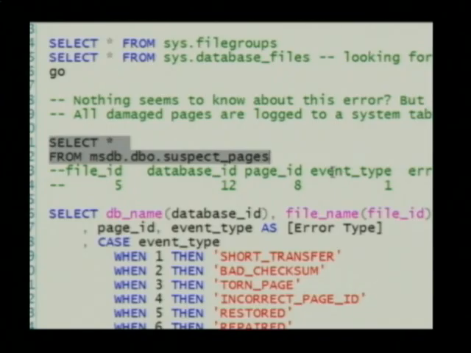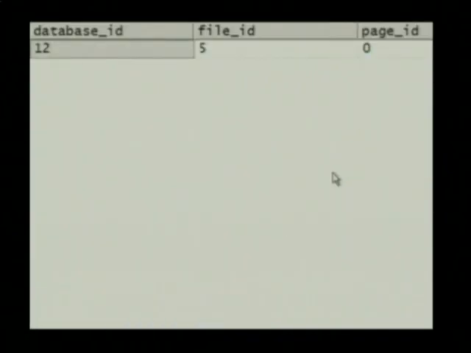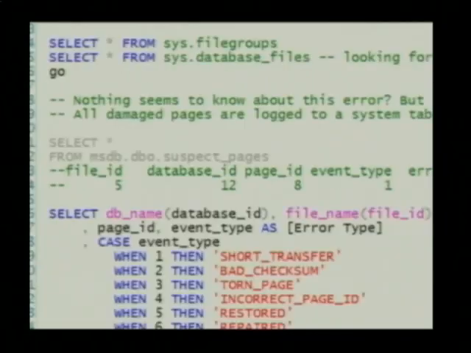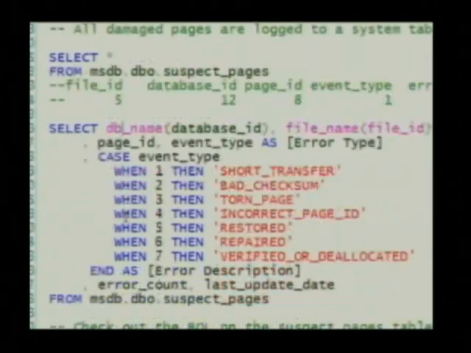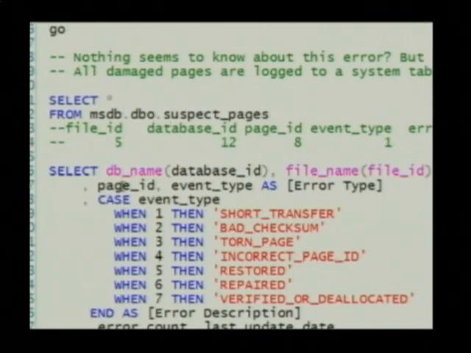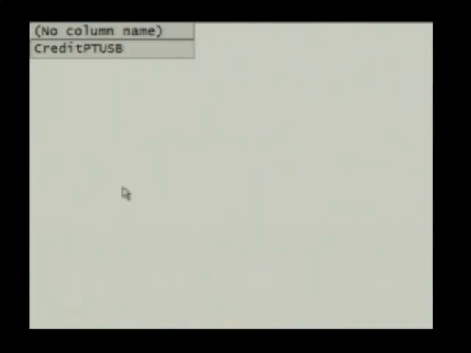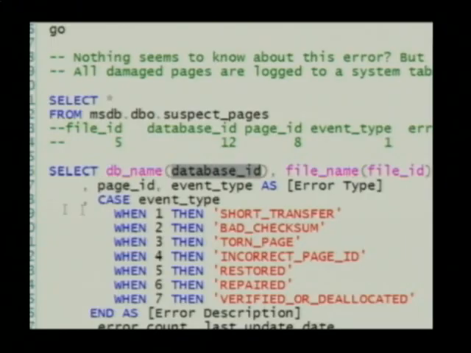This is another way that you can monitor, is go to suspect_pages. And you'll see database ID 12. If we don't know what database ID 12 is, I can run just a query here. I've basically got database name of database ID right here. So if I put in my database ID, 12, and just run that really quickly, you can see it's credit PT USB, which is exactly what we thought. Okay, put that back in.